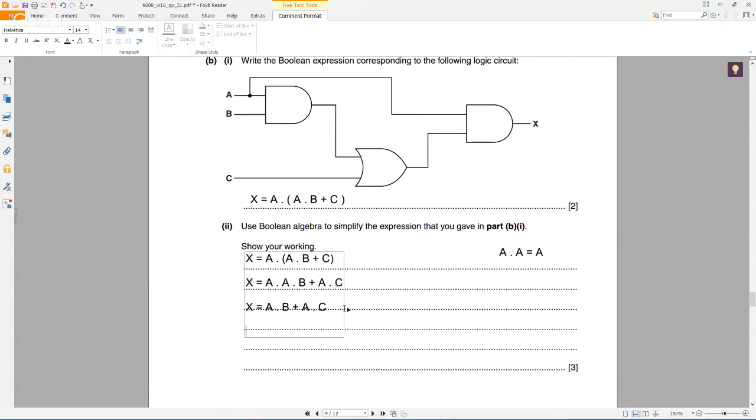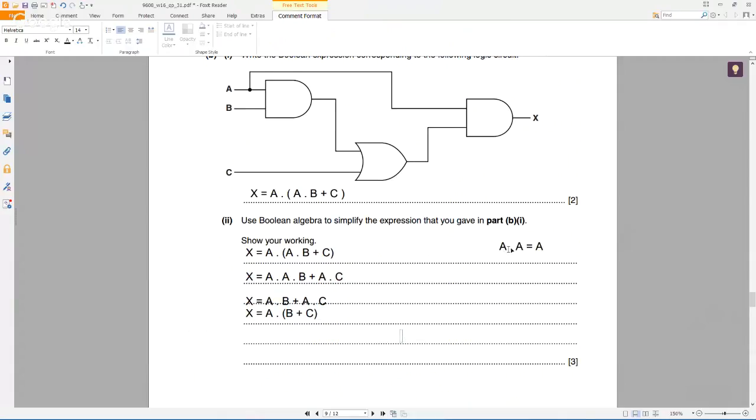That means I can group it again. X equals A dot (B plus C). Okay, so the result is X equals A and (B plus C). That's the simplified expression. So the main properties that you had to use were A dot A equals A and the distributive law.